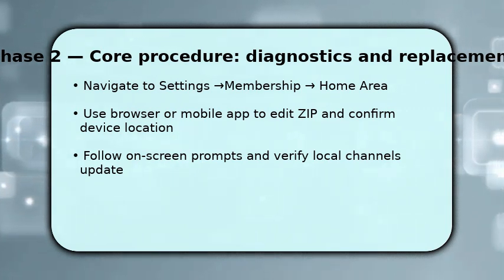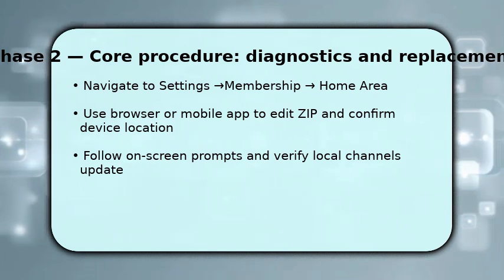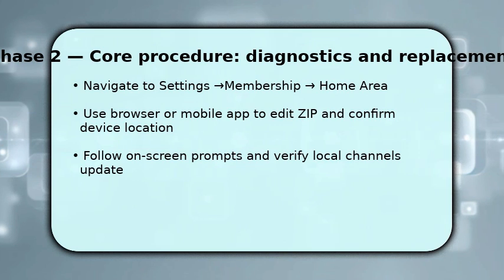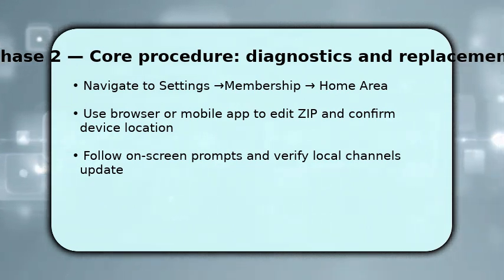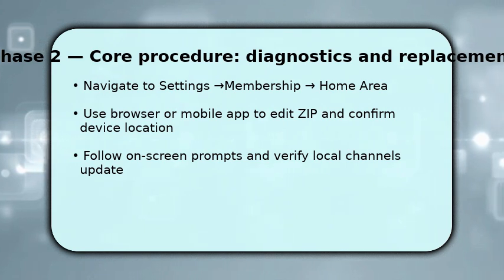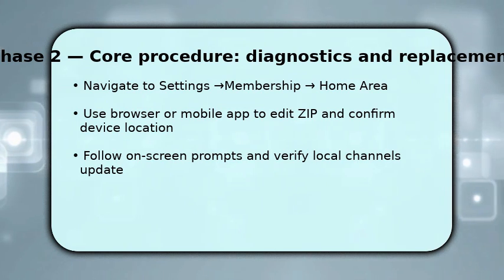Make sure the device you use to confirm is connected to the local network. YouTube TV uses that device to verify the move. Follow the confirmation prompts. The system may ask you to re-verify later. Make sure local channels refresh and that any DVR region locks update accordingly.